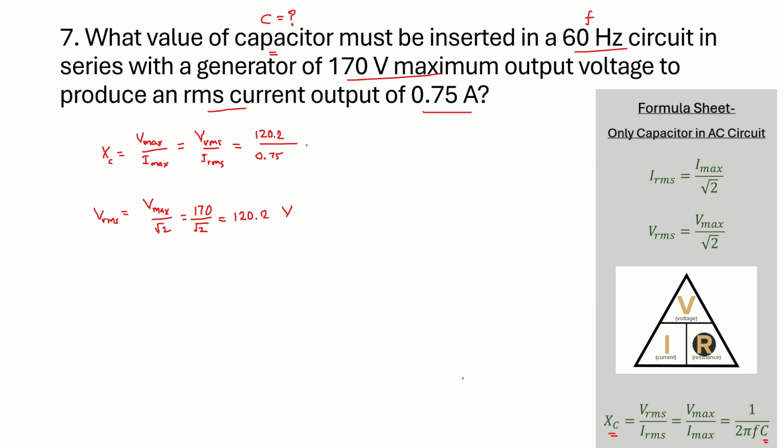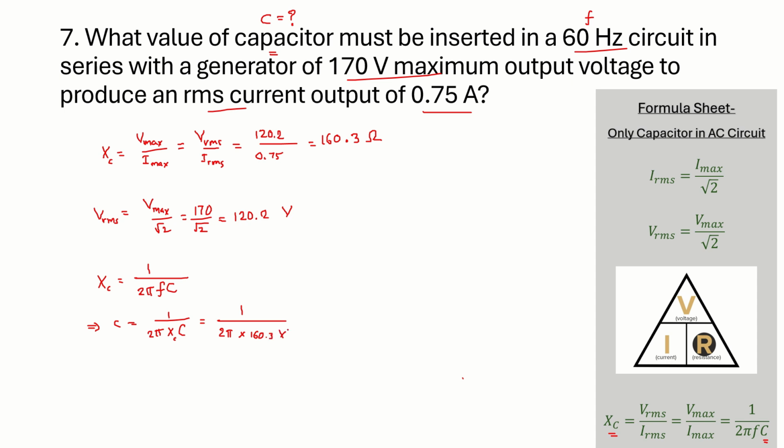The answer is 160 point nearly 3. The SI unit is ohm. So, we got the XC. Now, we can use the formula XC equal to 1 by 2 pi FC. So, this is the formula. So, from this we can get the C value, that is equal to 1 over 2 pi F XC.